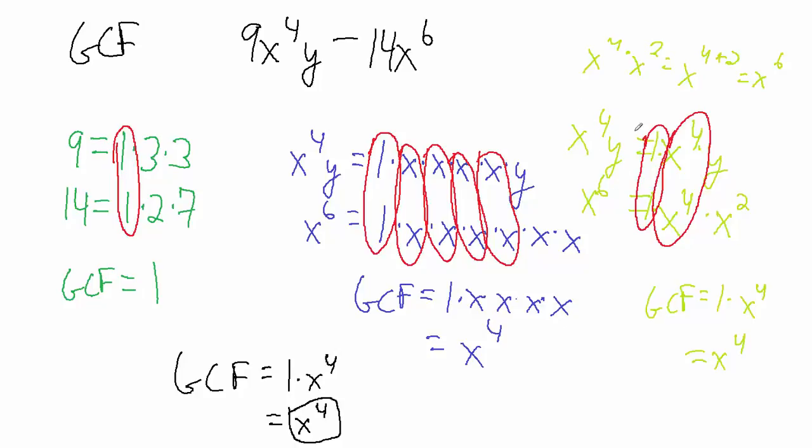So that's why we split it up like this. X to the sixth equals x to the smaller power multiplied by x to whatever's left over. So we're going to use this little shortcut technique in the upcoming videos whenever it's necessary, because we don't want to keep writing out each individual power like this, because it does get pretty tedious. So anyway, that's this example here. The greatest common factor of 9x to the fourth y minus 14x to the sixth is x to the fourth.